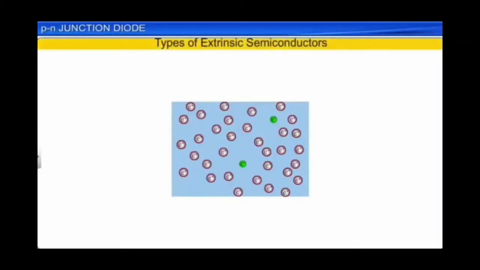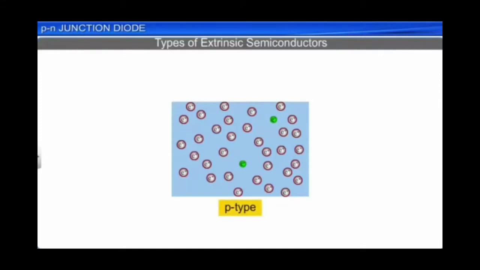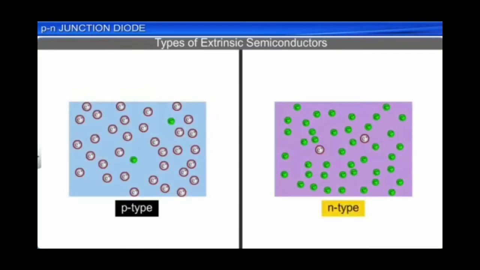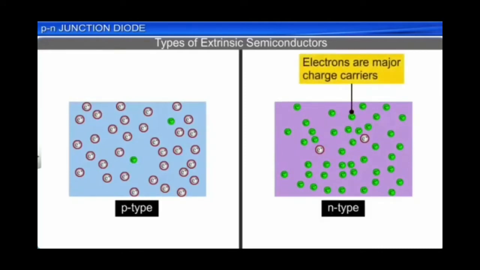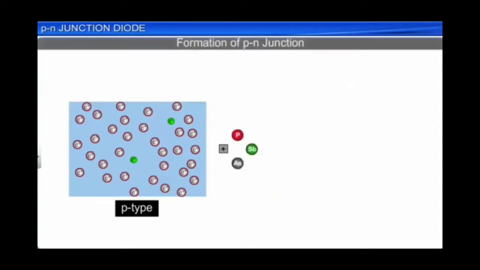Welcome to the new topic. Today we are discussing PN junction diode. We have already discussed the two types of extrinsic semiconductors, P-type and N-type. A P-type semiconductor is made by doping with a trivalent impurity and holes are majority charge carriers in P-type. And an N-type semiconductor is made by doping with a pentavalent impurity and electrons are majority charge carriers.